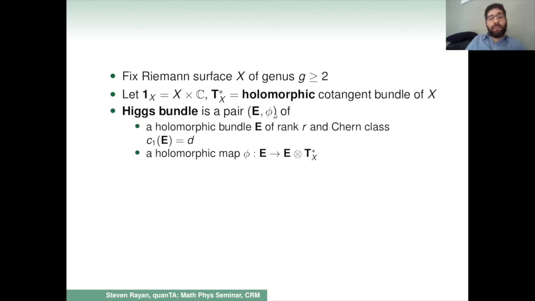And the second piece of data is a holomorphic map phi. This is a map from the bundle to itself, but we would say twisted by the cotangent bundle. So this is like a holomorphic linear map of the bundle to itself, but taking values in one forms.